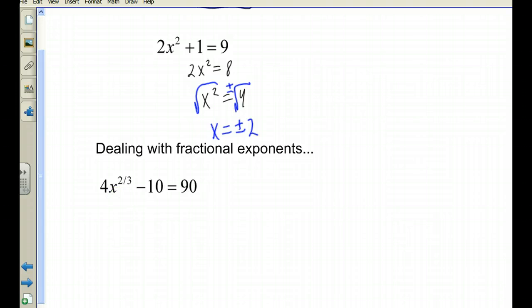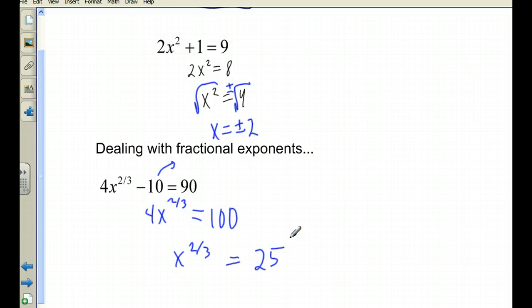Okay, so here we're going to isolate the x to the 2/3, so we've got to move the 10 over. We've got to divide by 4 as well, so we'll have 4x to the 2/3 equals 100. Divided by 4 would be x to the 2/3 equals 25.